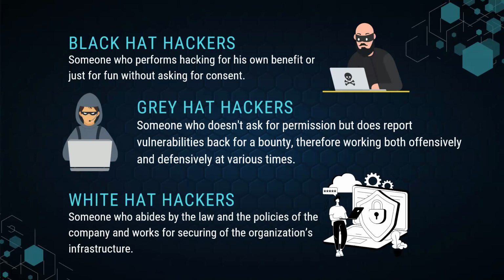And in between, there's a third mysterious category called gray hat hackers. Now, these are people who have both the qualities of black hat hackers as well as white hat hackers. So like a black hat hacker, they don't ask for permission first, but once they do find a vulnerability, they report it back to the organization. But there's a minor condition here, a minor catch here. They don't do it for free.